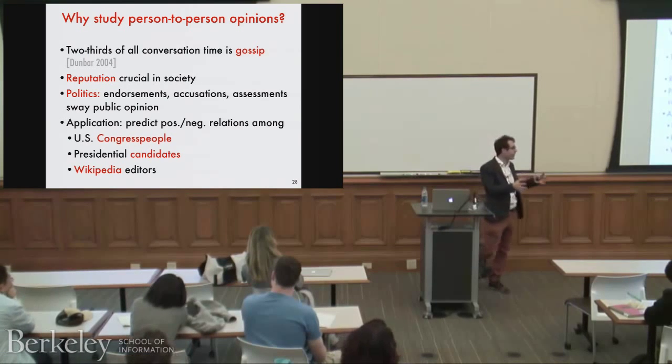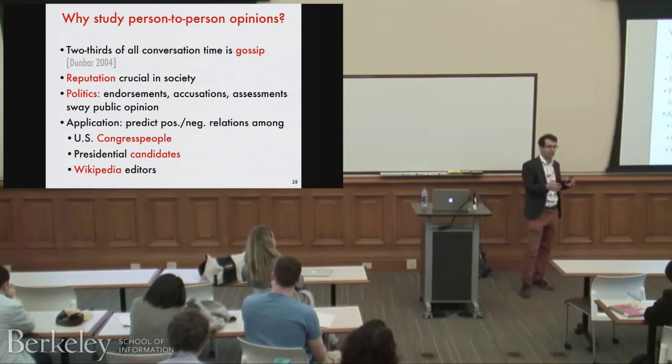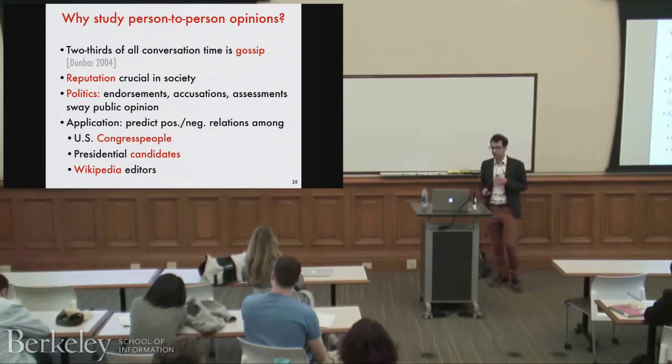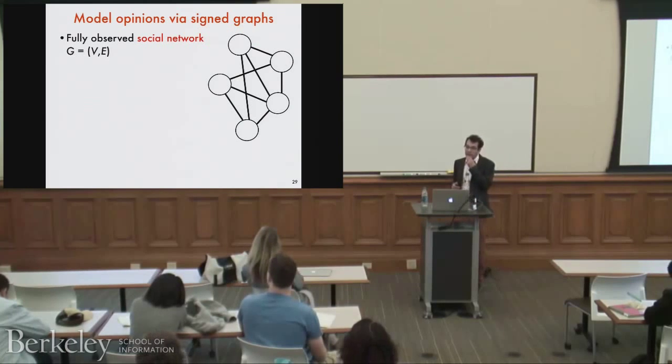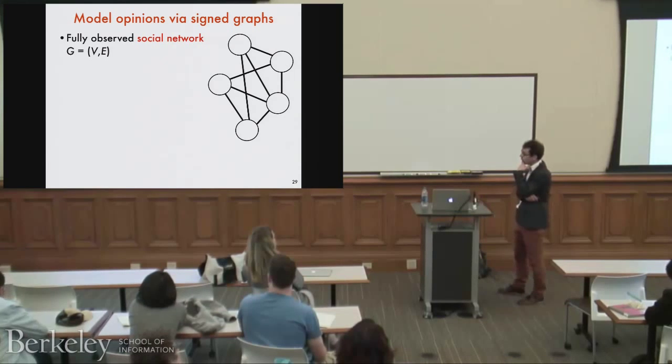Or to stay true to this theme of Wikipedia, if we could detect and diffuse conflicts between Wikipedia editors before they escalate, then that would help make for a much smoother experience in that community. As I said, we're interested in opinion models that take both language and social networks into account.